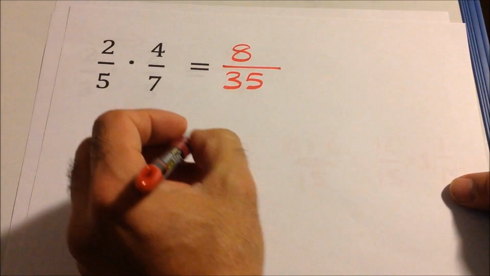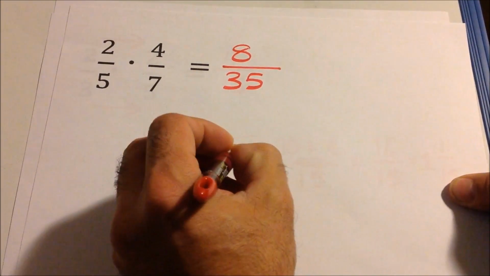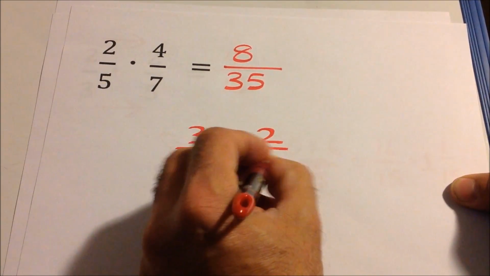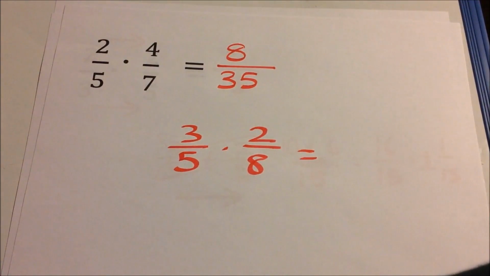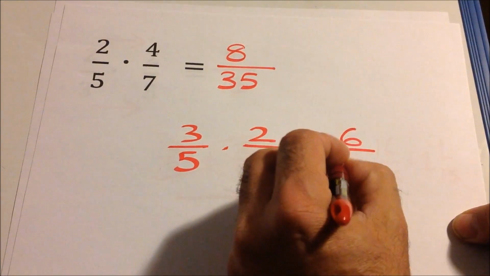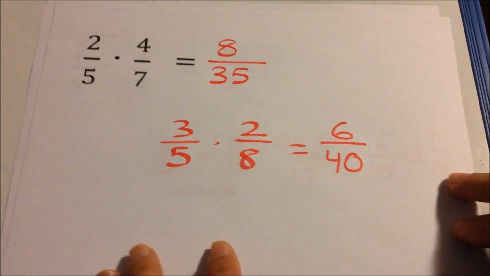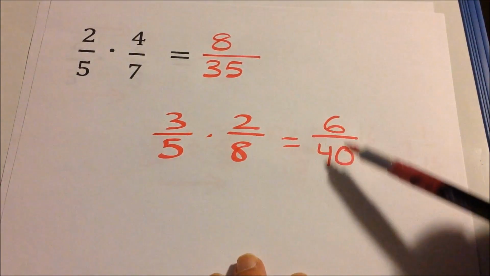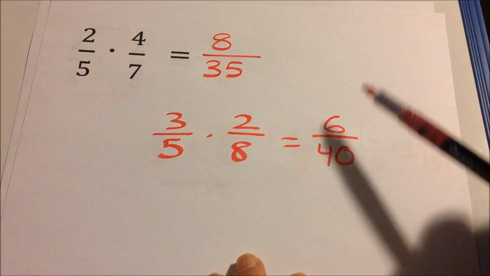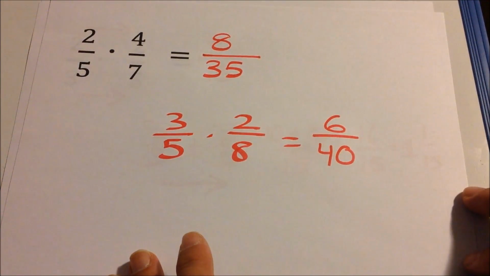So let me give you another one. What if it was 3/5 times 2/8? What would that answer be? Exactly. 6 over 40. Now you could simplify this. You can reduce it to lowest terms, but we'll talk about that in another video.